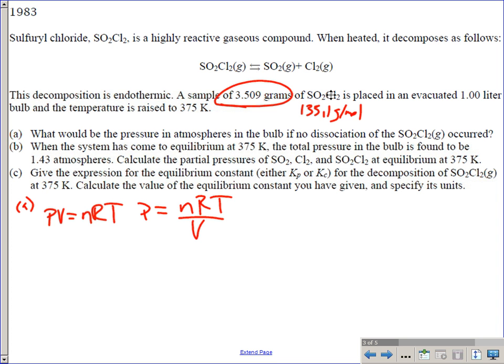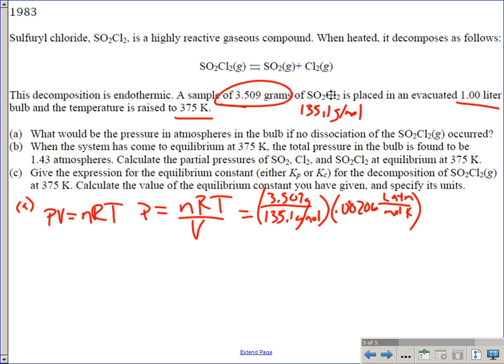and I know that my temperature is this, I know my volume is this, it looks like I've got pretty much everything I need. So I can use the mass and the molar mass to calculate my n. So that's literally going to be 3.509 grams over 135.1 grams per mole. That would give me my number of moles. I need my R value here, which is 0.08206 liter atmospheres over mole kelvins. I know my temperature, my T is 375 K. And that is all over the volume, which is 1.00 liters. So really, I just solve, and I can get my pressure.